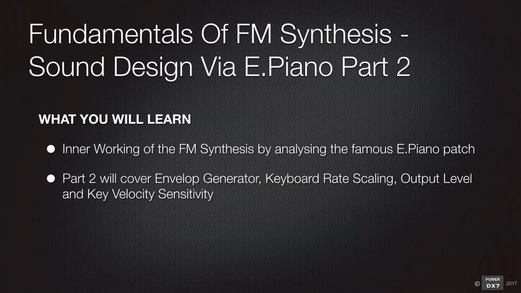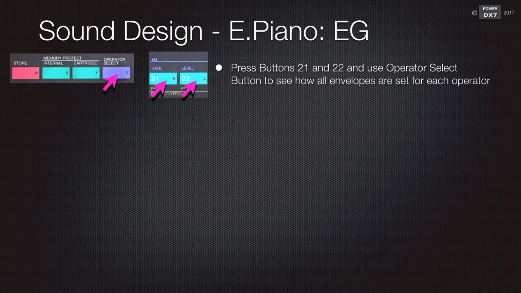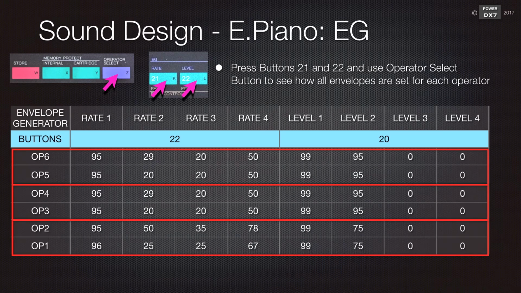Part 2 will cover envelope generator, keyboard rate scaling, output level, and key velocity sensitivity. We will look into envelope generator in detail. Press buttons 21 and 22 and use operator select to check an envelope for each operator.